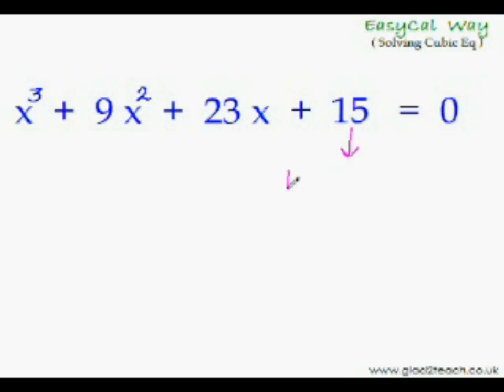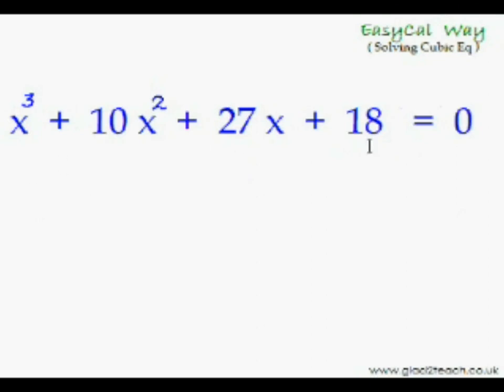Factors of 15 are 1, 3, 5 and 15. Since here we have all plus signs, we need to select three factors out of these whose sum is 9. So obviously it can't be 15, as 15 itself is greater than 9. So that means these are the three factors, isn't it? 1 plus 3 is 4 and 4 plus 5 is 9. So now we just have to change the signs. So it becomes -1, -3 and -5. That's it. Question solved. The three roots of this cubic equation are x equal to -1, x equal to -3 and x equal to -5.